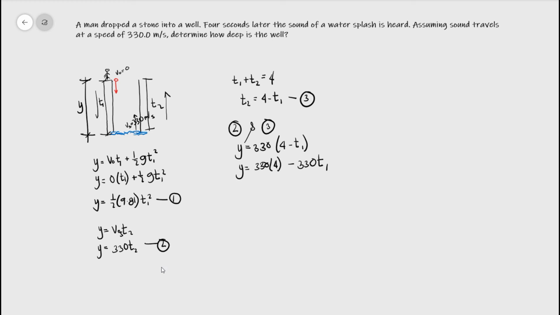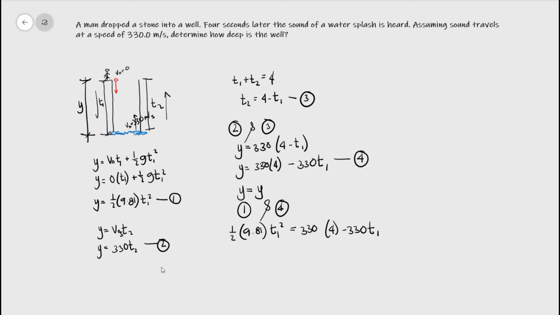Now here, we have the height where the stone is dropped and the height where the sound traveled upward. They are equal. Therefore, we can equate the two, meaning using equation 1, and let's say this will be our new equation 4. Using equation 1 and equation 4, y is equal to y, therefore we have 1/2 of 9.81 t sub 1 square is equal to 330 times 4 minus 330 t sub 1.